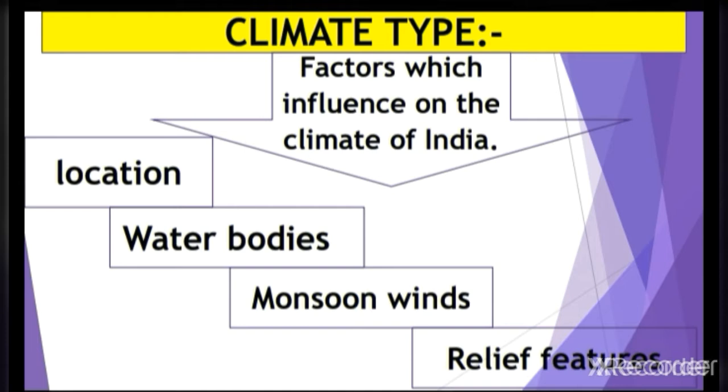There are some factors which influence the climate of India, like location, water bodies, monsoon winds and relief features. These are the factors which influence the climate of India.